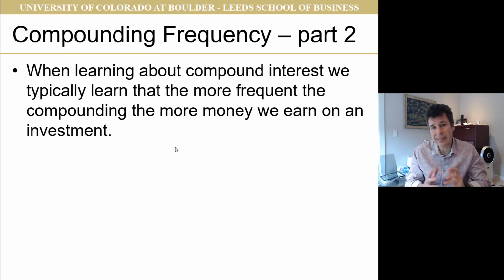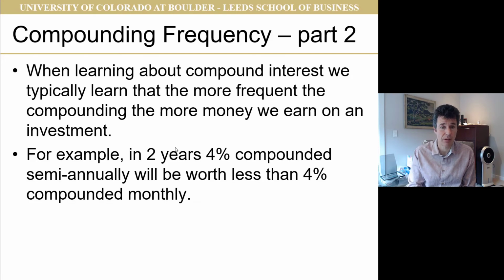Now, another thing about compounding frequency. When we first learn about compound interest, we typically learn that the more frequently the compounding, the more money we earn on an investment. Right? In 2 years, if we earned 4% semi-annually compounded or 4% compounded monthly, we'd rather earn 4% compounded monthly. That's going to be worth more. The compounded semi-annually is going to be worth less.